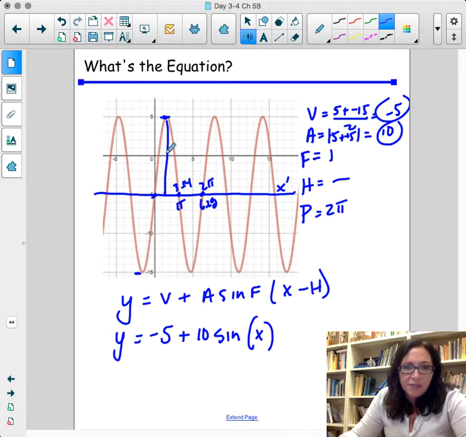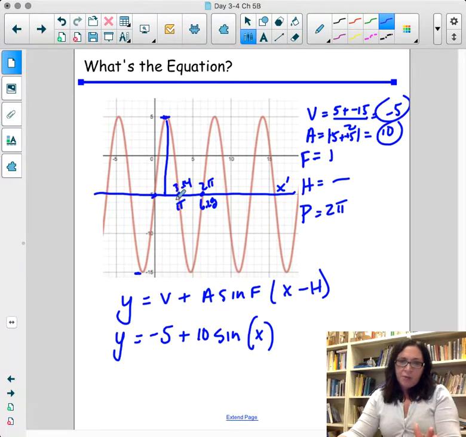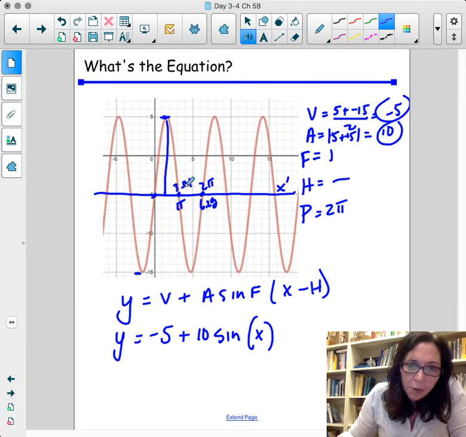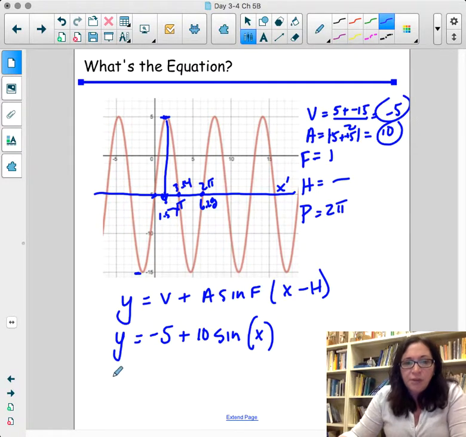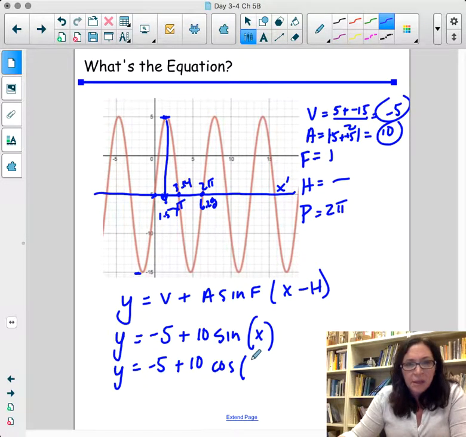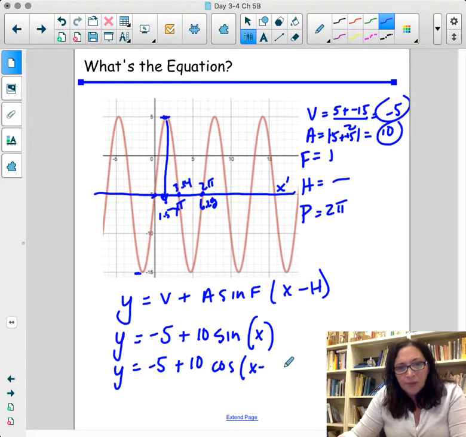If I wanted to shift this to be a positive cosine, I would be shifting it over pi over 2, which is what? Half of 3.14, which is about 1.57. So I could do that. I could go y equals -5 plus positive cosine, 10 cosine, parenthesis, shifting it to the right. So x minus pi over 2, you could say x minus 1.57.